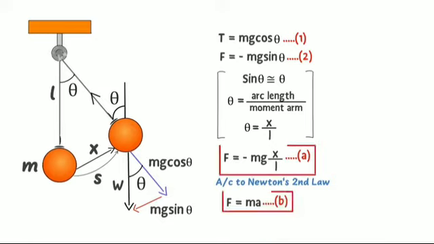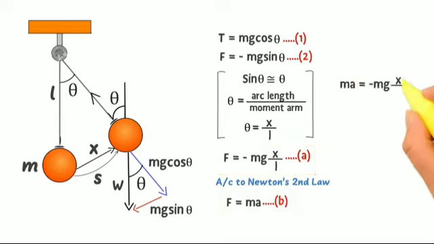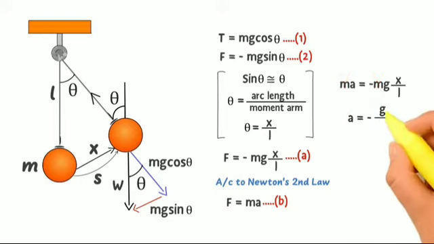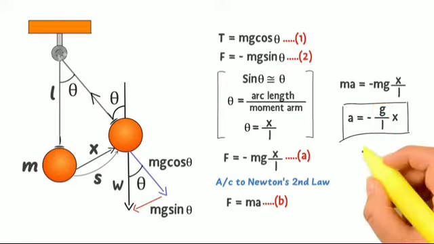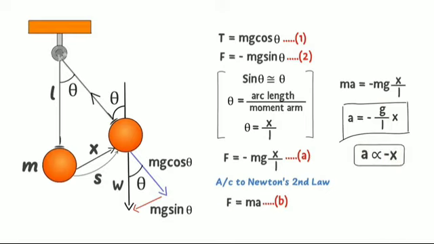Because of the presence of sin theta in the above differential equation, it's a non-linear differential equation. Assume the small angle approximation: sin theta is equal to theta. The above differential equation becomes a linear differential equation. So ma is equal to minus mg x by L. So a is equal to minus g by L x. This is the well-known oscillation differential equation. Therefore, the angular frequency of this oscillation of the system is directly proportional to minus x.